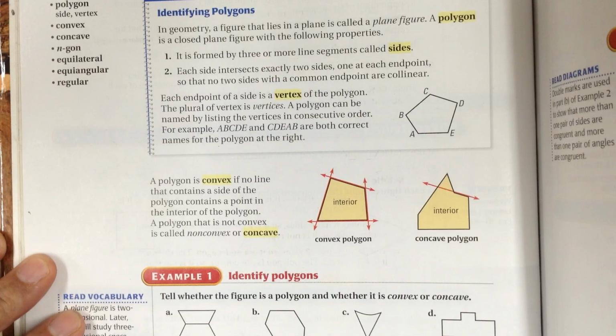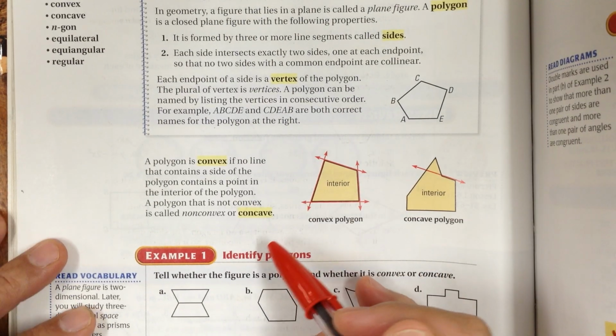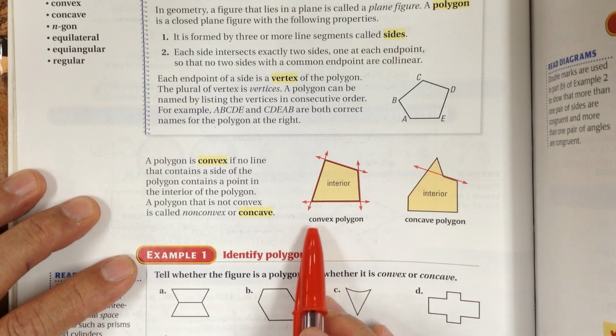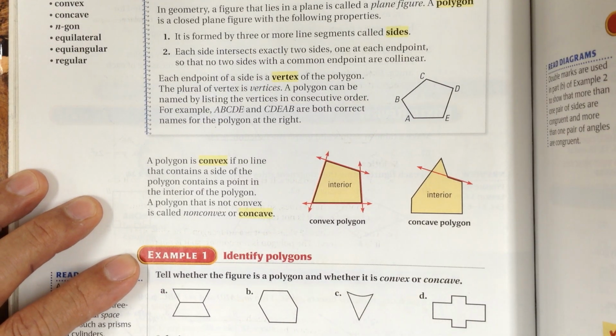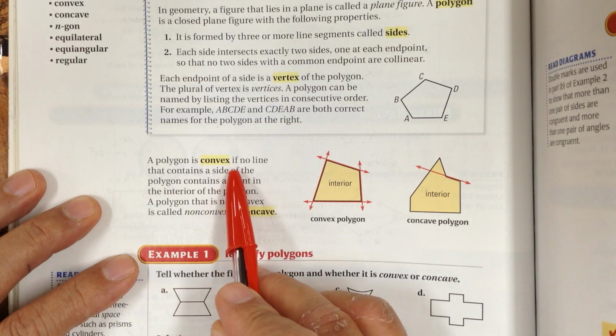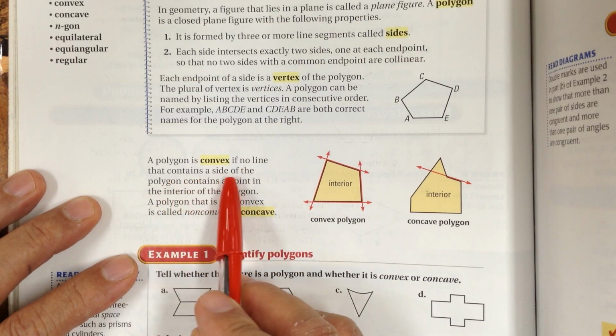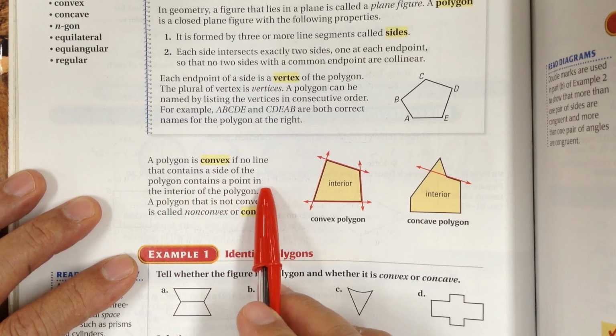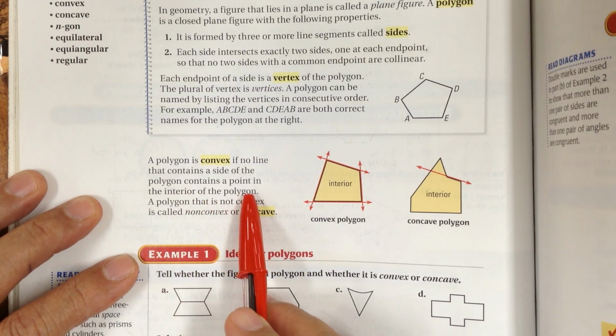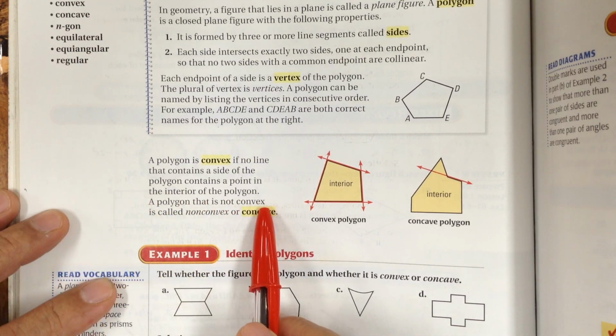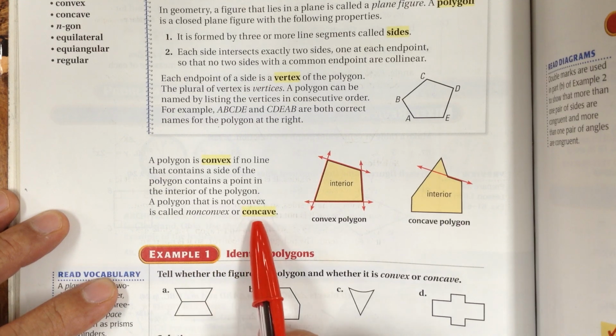The next thing is the classification of convex and concave. Convex is when no line that contains a side of the polygon contains a point in the interior of the polygon. A polygon that is not convex is called non-convex or concave.